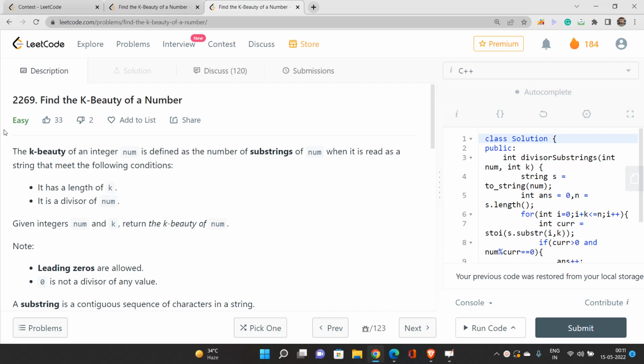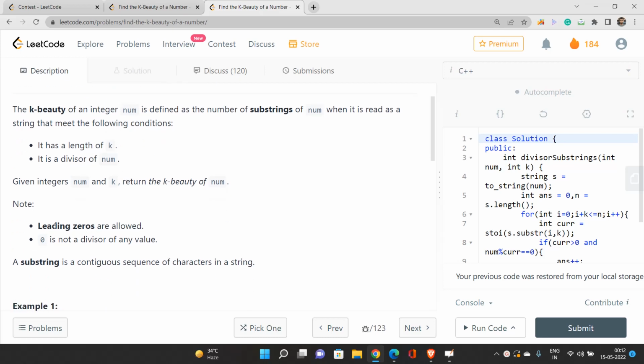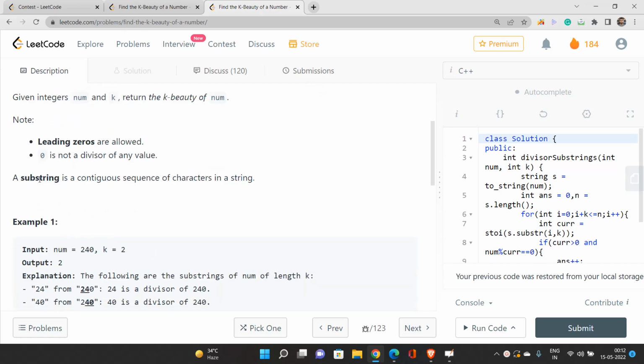So let's begin. The k-beauty of an integer num is defined as the number of substrings of num, when it is read as a string, that meet the following conditions. It has a length of k, that is, the substring must be of length k, and it is a divisor of the input num, which is an integer. Given integers num and k, we need to return the k-beauty of num. Leading zeros are allowed. Zero is not a divisor of any value, and a substring is a contiguous sequence of characters in a string.